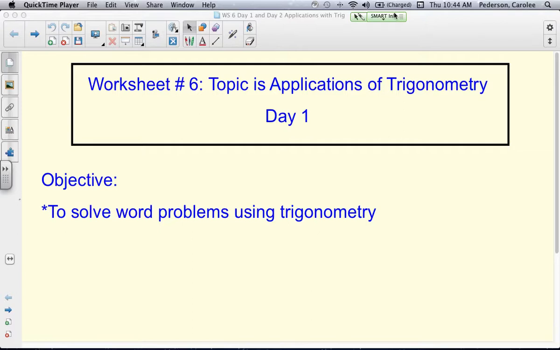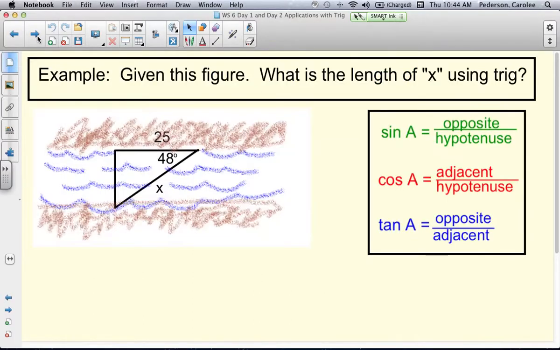And then day 2 is where it's a little more challenging, where we have you draw the pictures and then solve for the missing side or angle. So here's our first example. We have a picture of some water and land, and we want to find out what is the distance from one side of the land to the other side of the land, and the middle piece is the water.